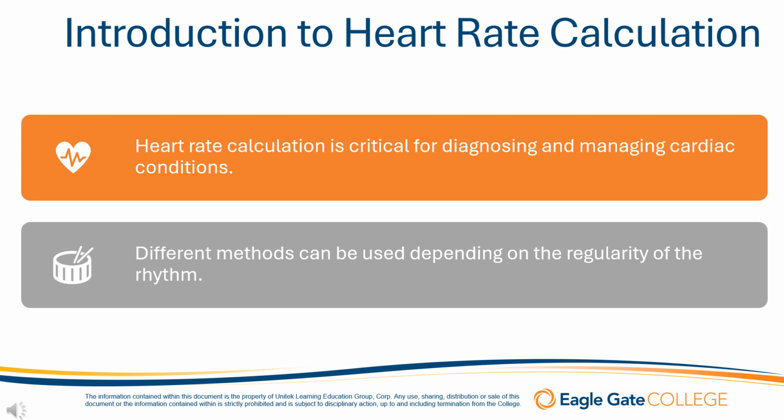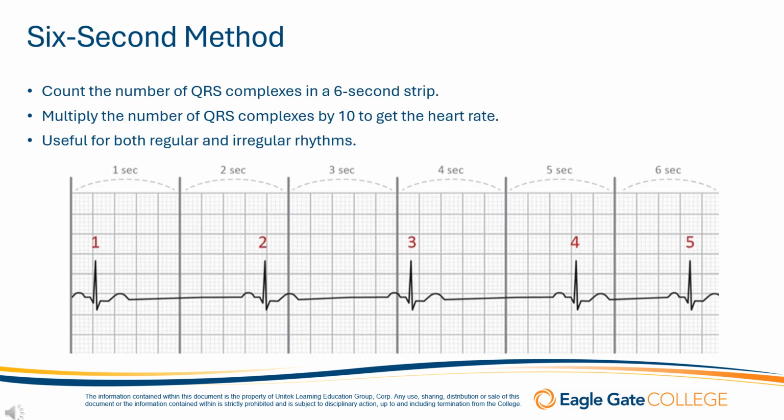In clinical practice, being proficient in all of these methods ensures that heart rate can be quickly and accurately determined under various circumstances. This facilitates timely and appropriate clinical decisions. The 6-second method is one of the simplest and most commonly used methods for calculating heart rate from an ECG strip. It is especially useful in emergency situations and for rhythms that are irregular.